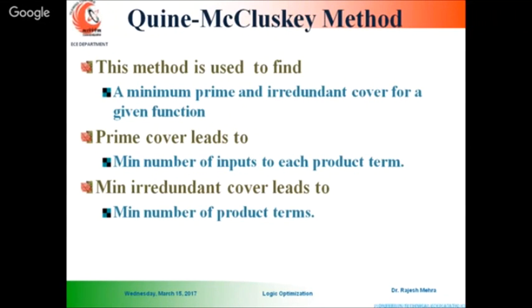So the most commonly used method is McCluskey, right? This method is used to find what? Minimum prime, and minimum prime is related with your product terms, and redundant cover is related with your sum terms. So prime cover leads to minimum inputs to each product term, the number of inputs to a gate, right? And redundant cover leads to what? Minimum number of sum terms. So you have to work on both. You have to reduce the number of inputs to each gate and you have to reduce the number of sum terms.